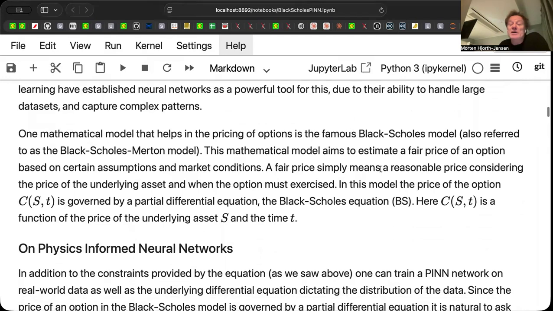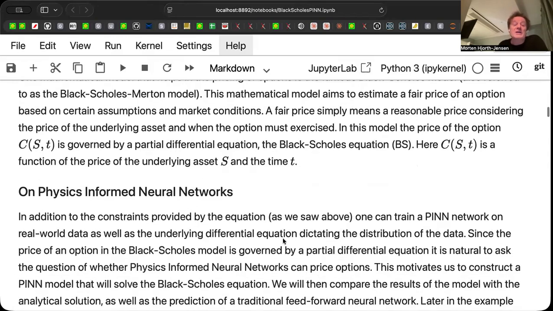This is a model which aims to estimate a fair price of an option based on certain assumptions and market conditions. A fair price means simply a reasonable price, considering the price of the underlying asset and when the option must be exercised. In this model, the price of the option, which is normally labeled with a C and a variable S and T, where S is the underlying asset and T is time, is governed by a partial differential equation, which is the Black-Scholes equation, which is a diffusion equation with a complex term.